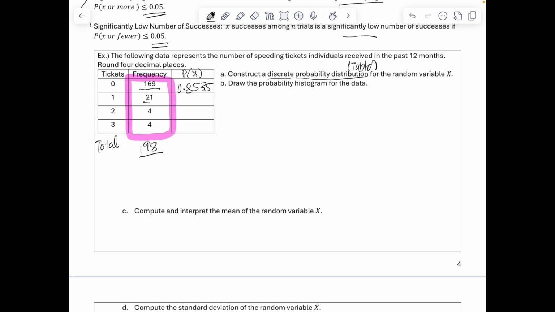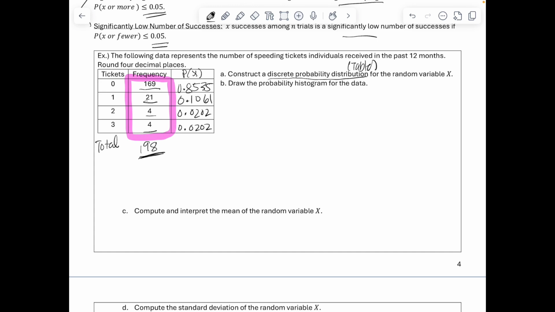And then next, taking 21 and dividing by the 198, I get 0.1061. And then taking 4 and dividing by the 198, I get 0.0202. And it would be the same thing since it's 4 divided by the 198 for the 3 speeding ticket group. And so I have created part A, which is our discrete probability distribution.